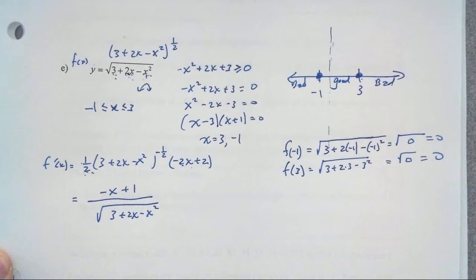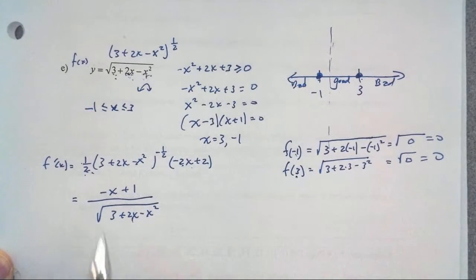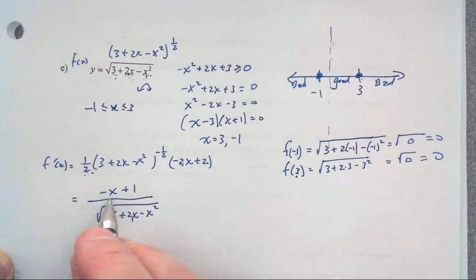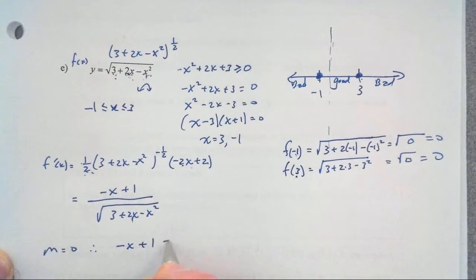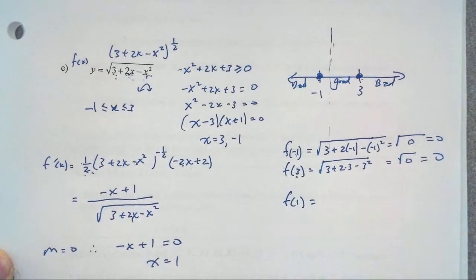It's undefined when the denominator is 0. We already know the denominator is 0 at -1 and 3. So it's undefined there. So those would be some interesting points, but we're already testing them anyway. And when is the whole function equal to 0? When is the slope 0? The slope is 0 when -x plus 1 is 0, or when x equals 1. So I want f of 1.